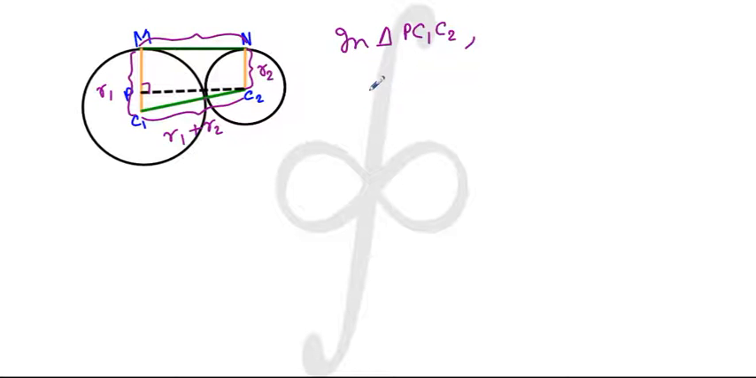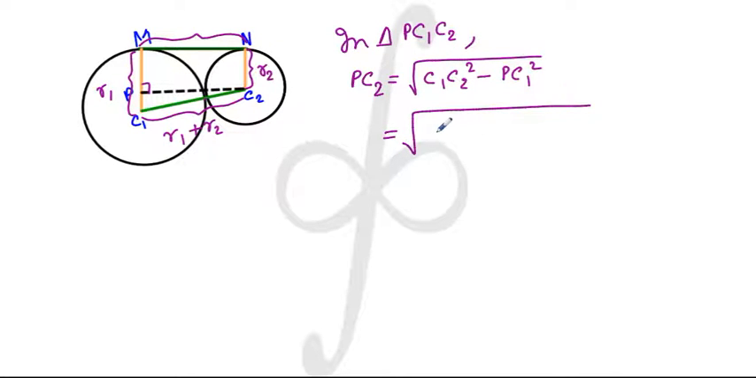and we can concentrate on triangle PC1C2. In triangle PC1C2 we can easily write down that the length of PC2 is nothing but the square root of C1C2 squared, that is hypotenuse squared, minus the base squared, that is PC1 squared. So PC2 will come out to be the root of C1C2 squared, that is (R1 plus R2) whole squared, minus PC1 squared. We can see that this much distance is R1 and this much distance is R2. So PC1 can be written as R1 minus R2.